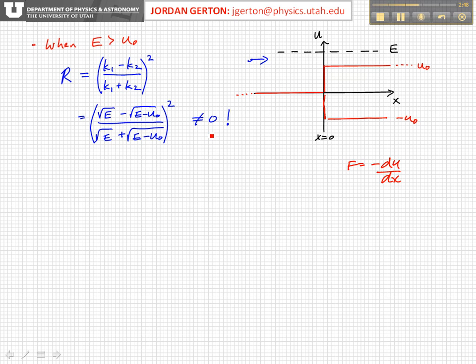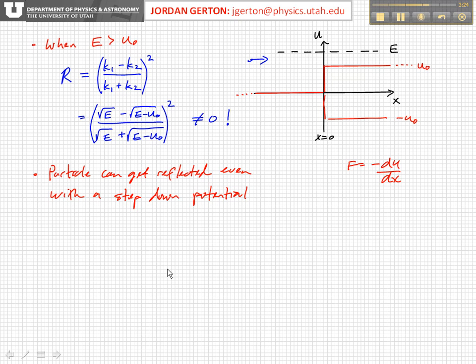So this analysis shows that the particle can get reflected even with a step down potential, which obviously deviates pretty drastically from the classical prediction.